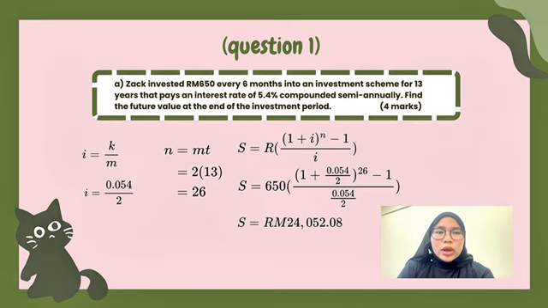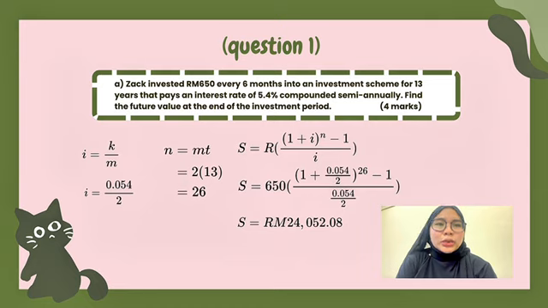For question 1, we are asked to find the future value of Z investment. First, I find the interest rate per period. Since the annual rate is 5.4% and it is compounded semi-annually, I divide it by 2. So we got I equals to 0.054 over 2. Then I calculate the number of compounding periods, which N equals to 2 times 13, and we got 26.